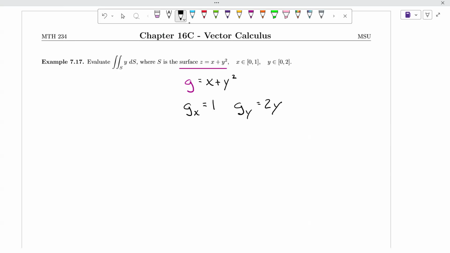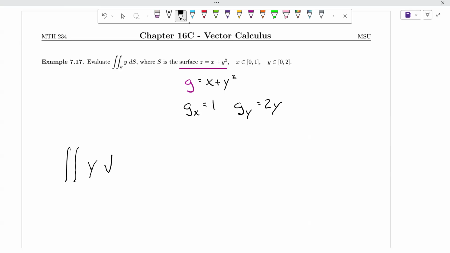Once I've got my surface identified and I know what my partial derivatives are, I can go compute this surface integral. So this will be the double integral over the region S of y times dS. And also notice that right here I would be replacing z in my integrand if I had one, which I don't have this time because my integrand is just y, so there's no replacement that needs to happen.